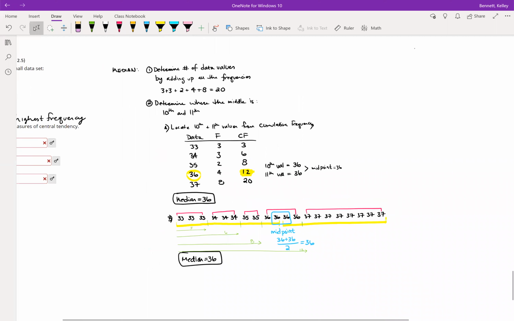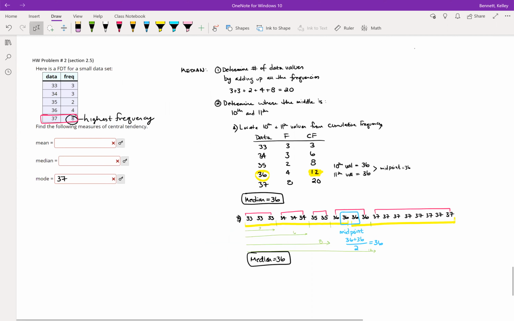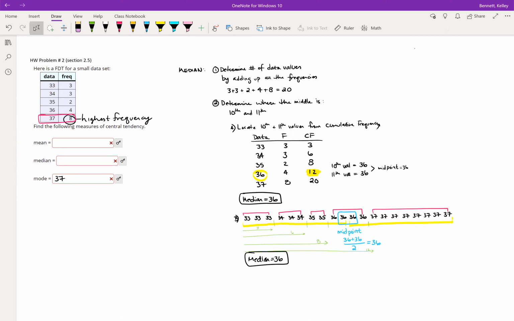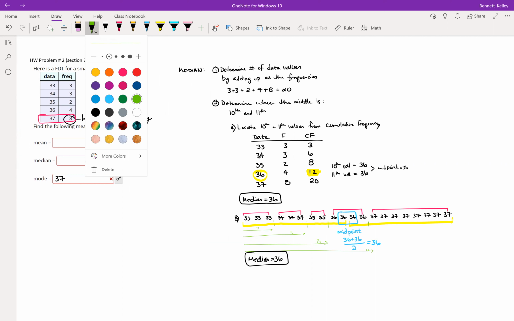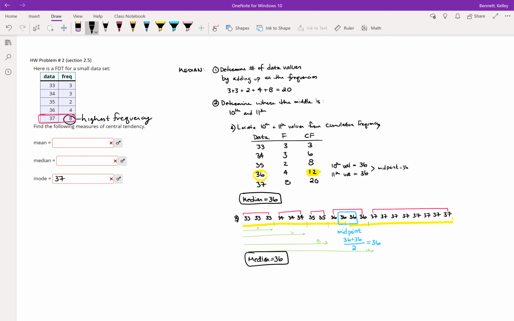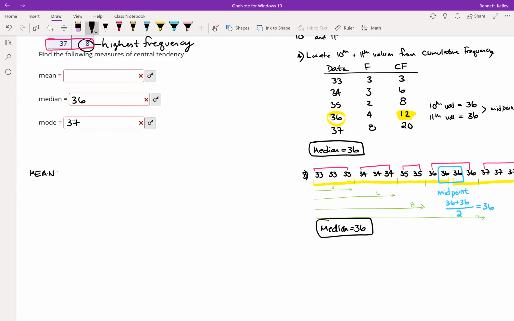Okay, let's do the mean. Oh, we should probably write down that the median was 36, right? Okay. So now looking at the mean, I'm going to do it 2 ways. So the idea here with the mean is you have to add up all your data and divide by the number of data, like how many data values you have, which we know we have 20, right?